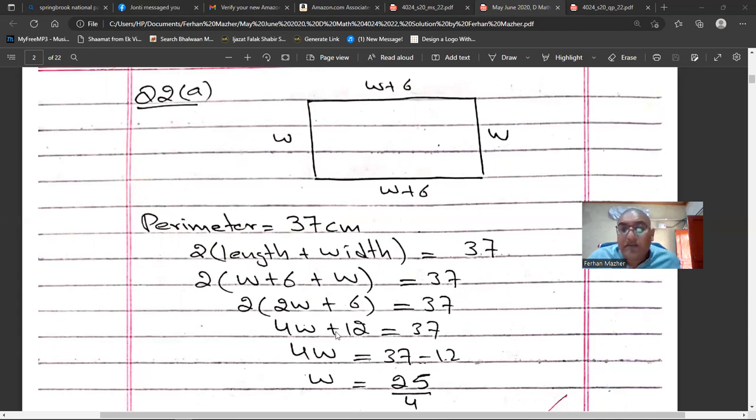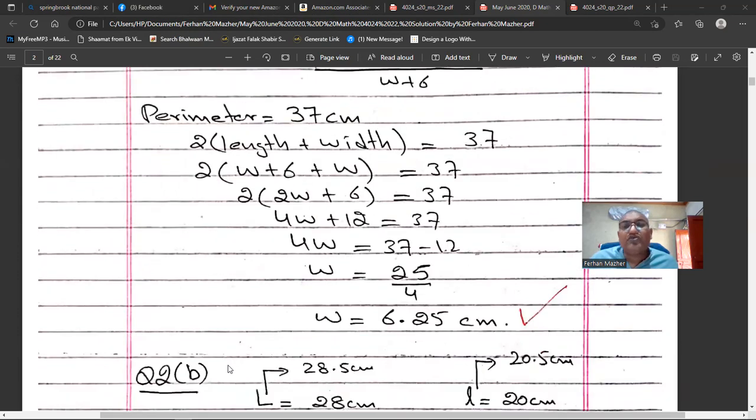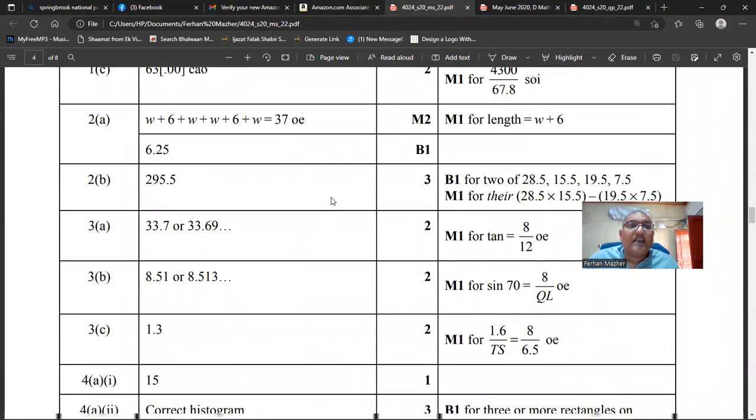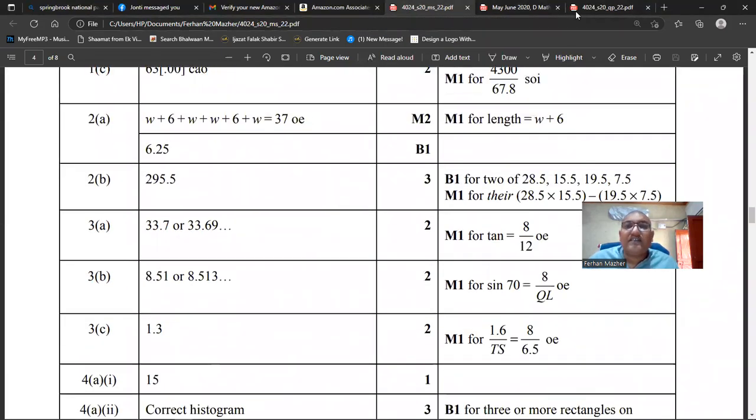It will become 4W plus 12 equals 37. So 4W will be equal to 37 minus 12. This 12 will go to the other side and it will subtract. So W will be 25 by 4, and that will give you 6.25. So the width of this is 6.25. So that is question number 2, A part. Let's check question number 2, A part, and our answer is right.